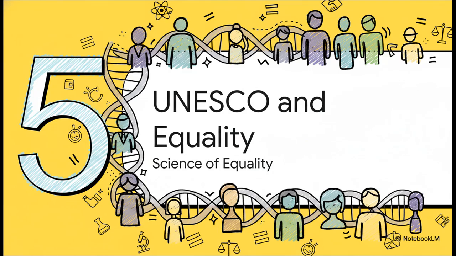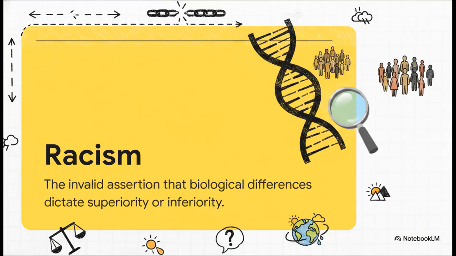And our final segment, Section 5, UNESCO and Human Equality. Let's talk about the social implications of all this science. Historically speaking, minor biological variations were wildly and tragically misinterpreted, which directly fueled racism. In anthropological terms, we need to define racism objectively. It is the scientifically invalid assertion that biological differences somehow dictate the absolute superiority or inferiority of a group.